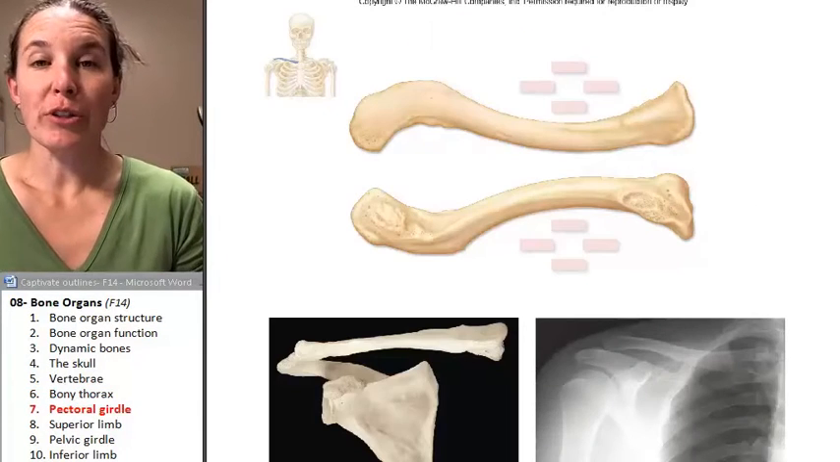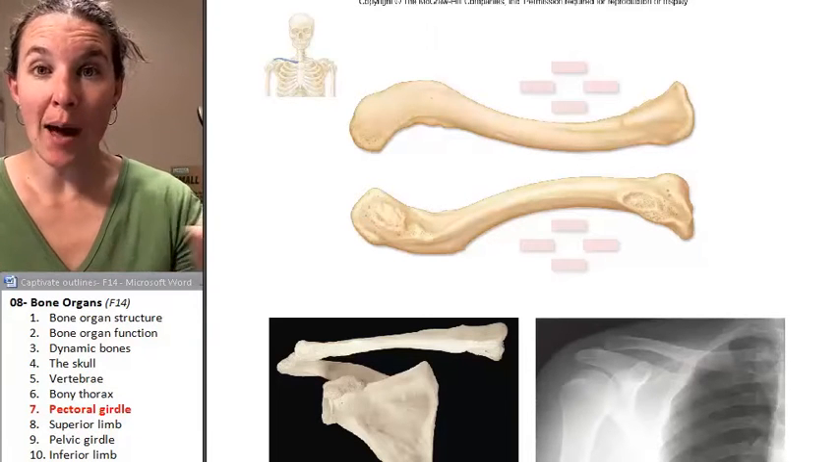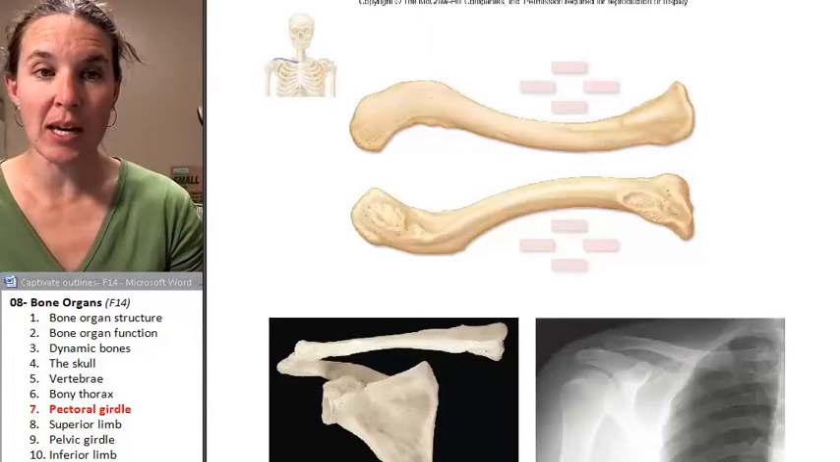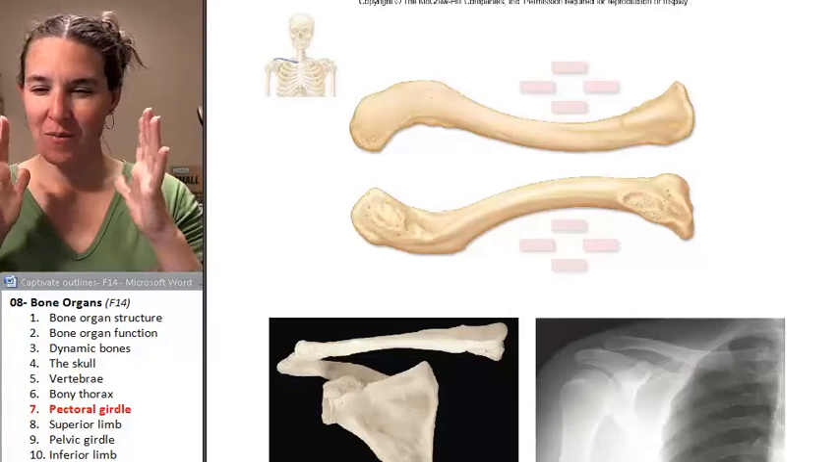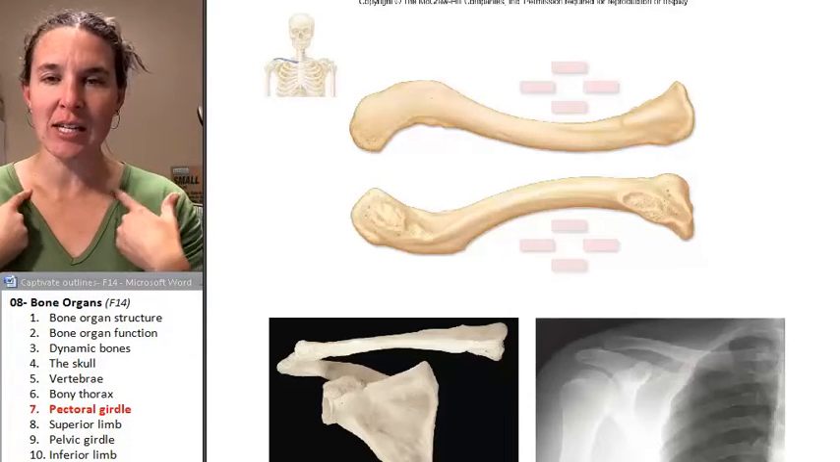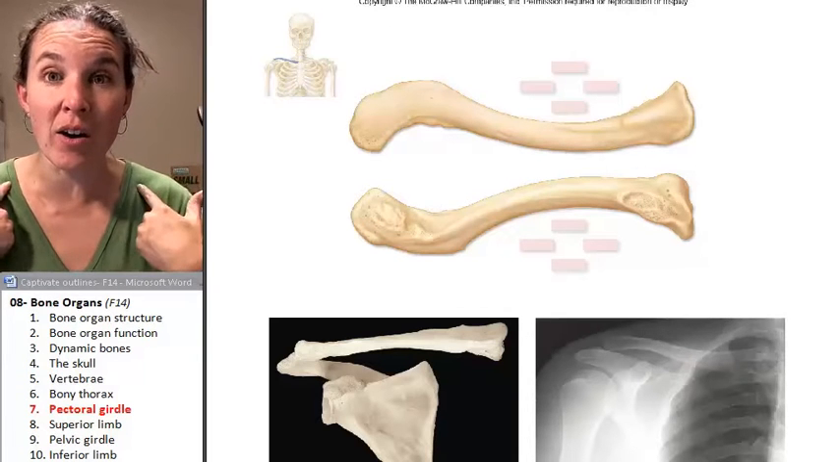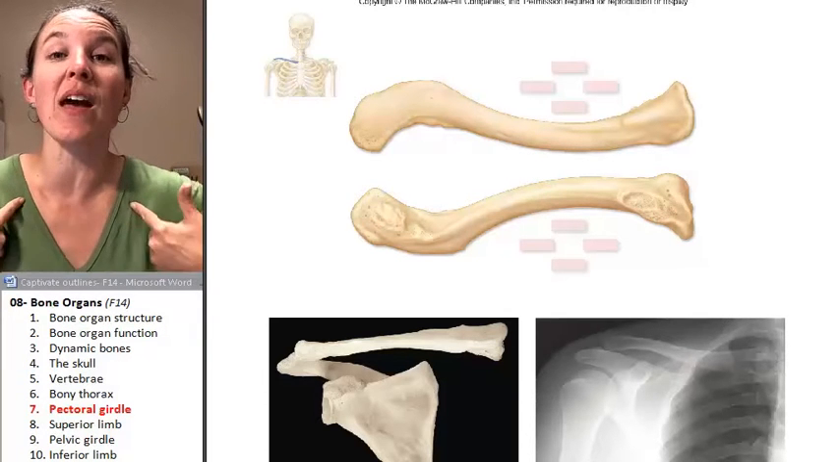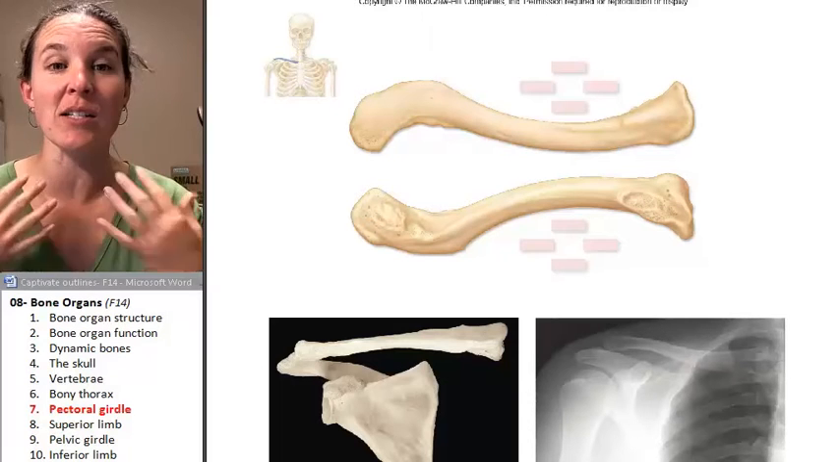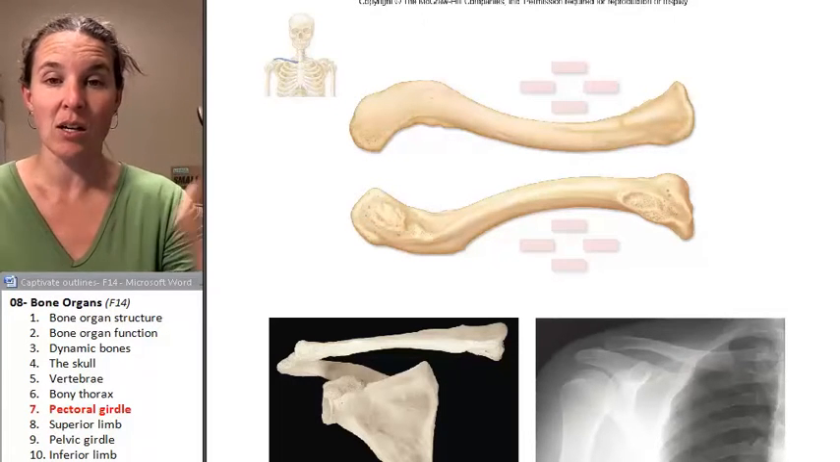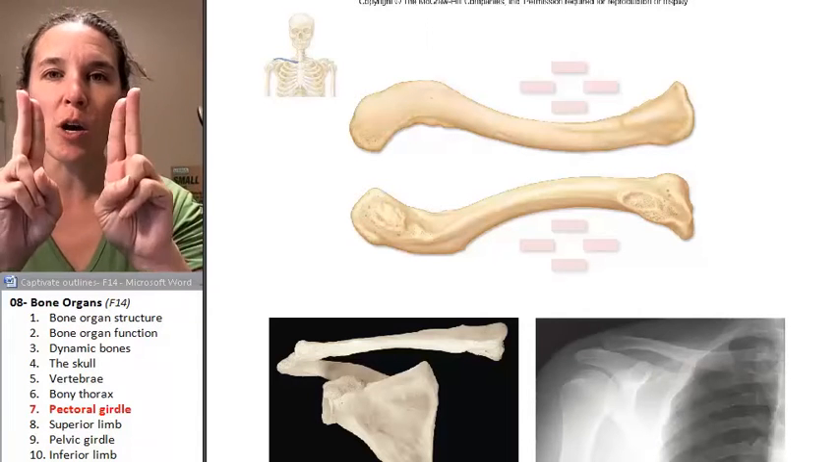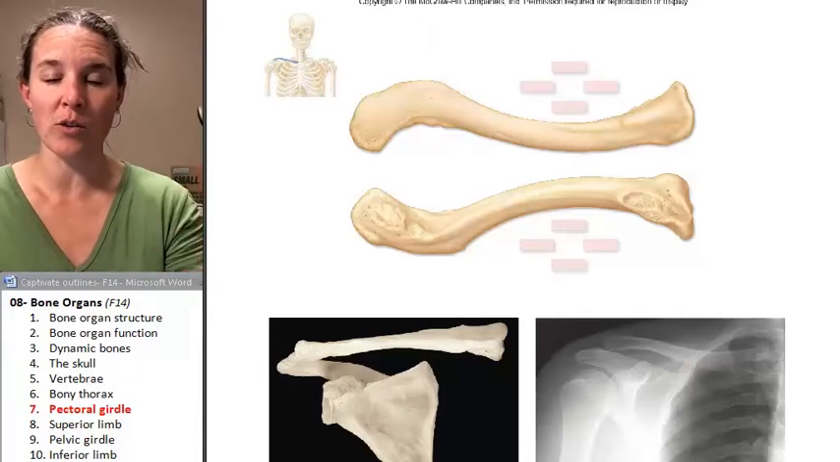The pectoral girdle is considered part of the appendicular skeleton because even though it's found kind of medial, it actually is where the limbs attach, where the upper limbs attach to the body. So it is considered part of your appendicular skeleton. Two bones that we have to know as part of our pectoral girdle.